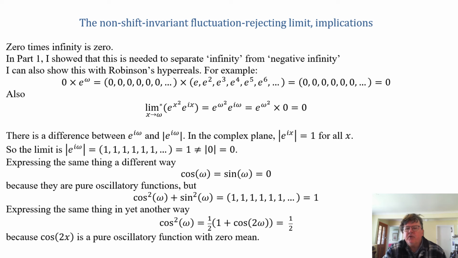There is a difference between e to the power I omega and the absolute value of e to the I omega. In the complex plane, talking about complex numbers again, the absolute value of e to the ix equals 1 for all x. So the limit is absolute value of e to the I omega equals the sequence 1, 1, 1, 1, 1, 1, etc. equals 1, which is not equal to the absolute value of 0, which is 0.